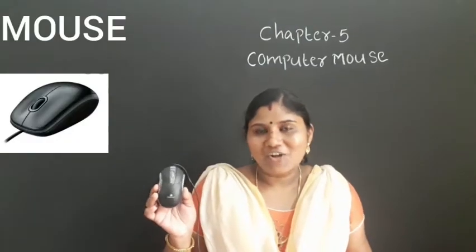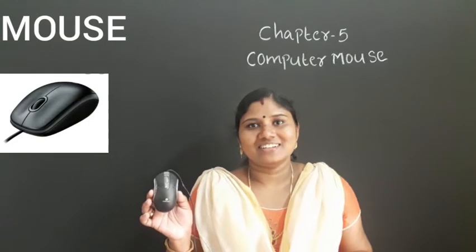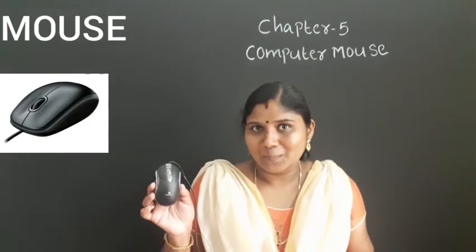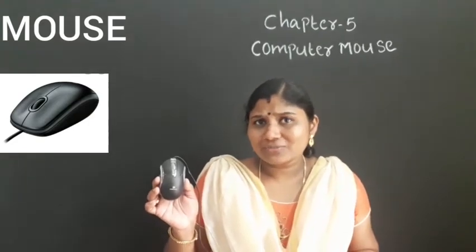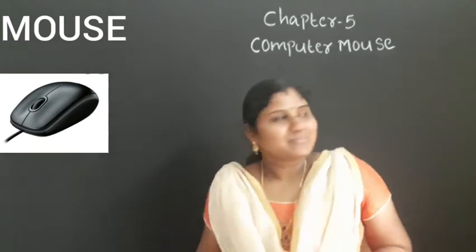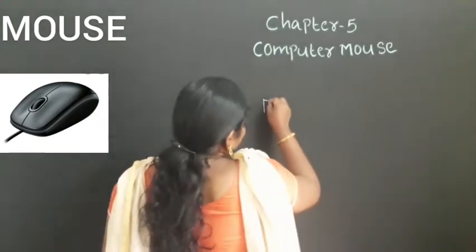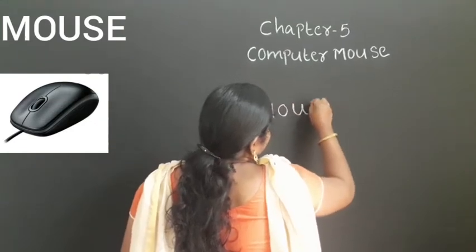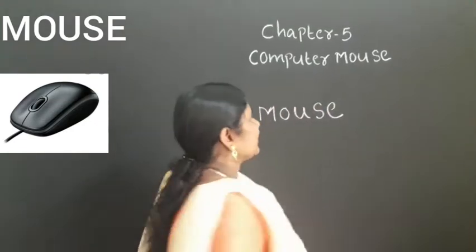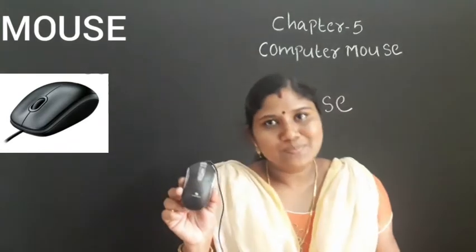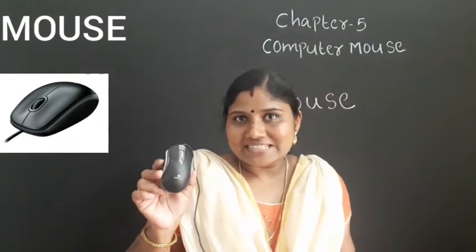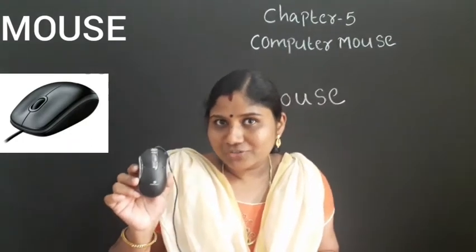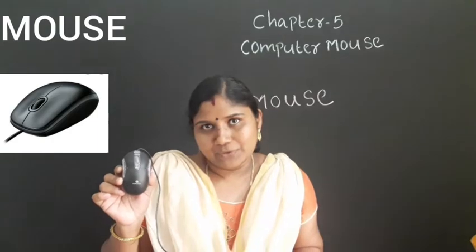Look here. What is this? Yeah, this is a computer mouse. What is the spelling of mouse? M-O-U-S-E. Okay, mouse. This is mouse. Mouse is an important part of the computer. This is one of the parts of the computer.